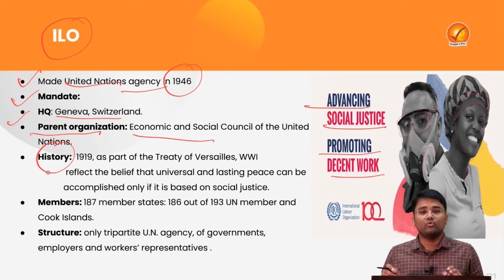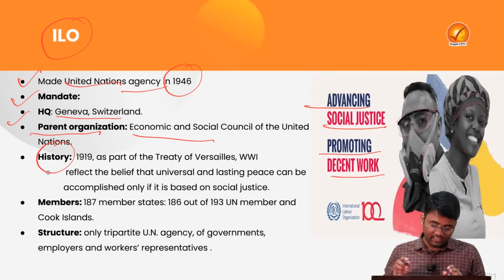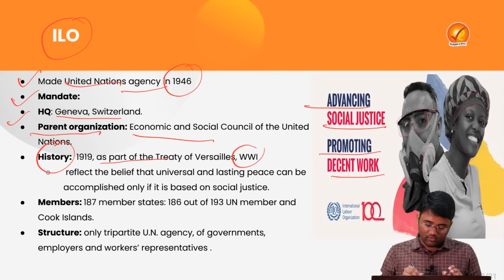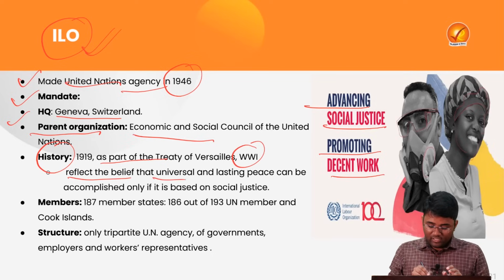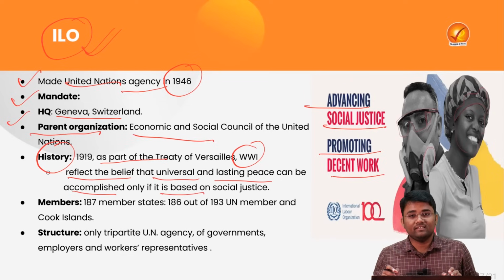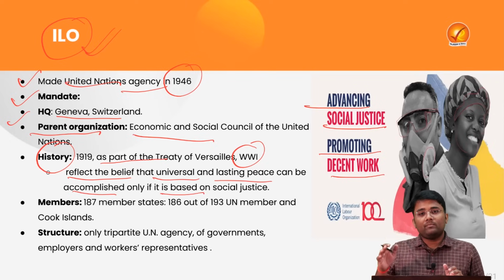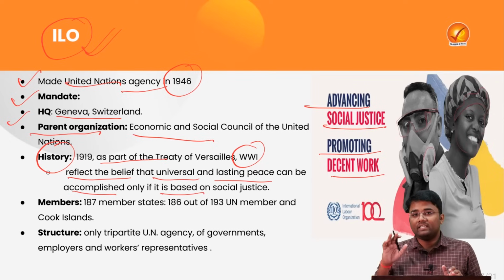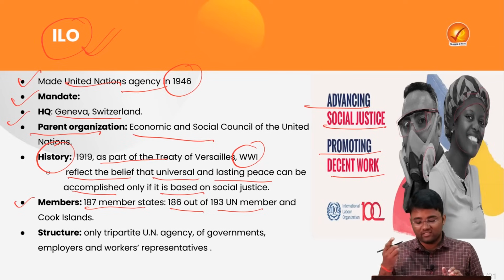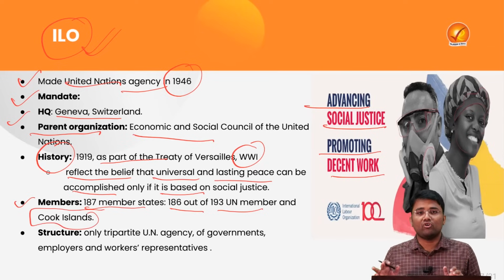If you want to go into the history, in 1919, as part of the Treaty of Versailles, which was signed after World War I, this ILO was set up. It reflects the belief that universal and lasting peace can be accomplished only if it is based on social justice, only when every person in society, particularly labor, is given equal respect, equal justice and equal rights. It has 187 member states, 186 out of 193 UN members, and one extra member is Cook Island. India is a member of ILO.